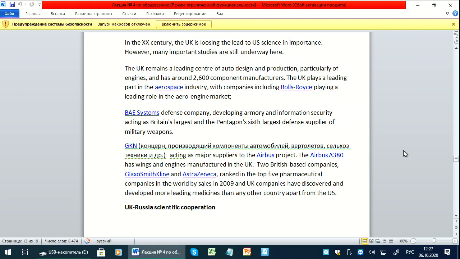At our time, at the time of the pandemic, I read something about our mutual Russian-British efforts for the creation of medicines for, you remember that in the English language you use the preposition for, not against, for the treatment of coronavirus.